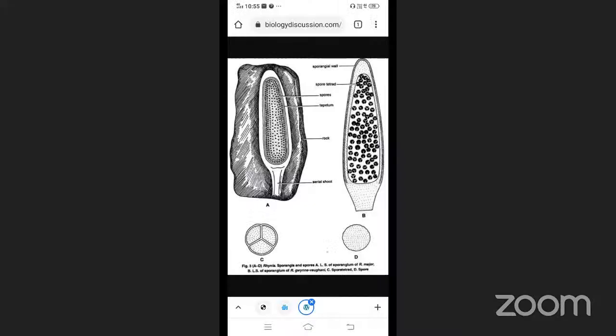Next one is the reproductive structure. What is the reproductive structure here? The sporangium is a special structure in Rhynia. This is the sporangium. In Rhynia only the sporophytic generation is known. So that's why reproduction is vegetative as well as asexual.